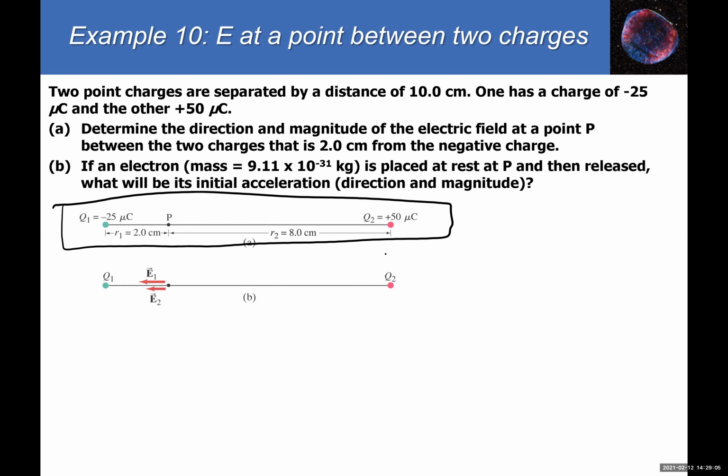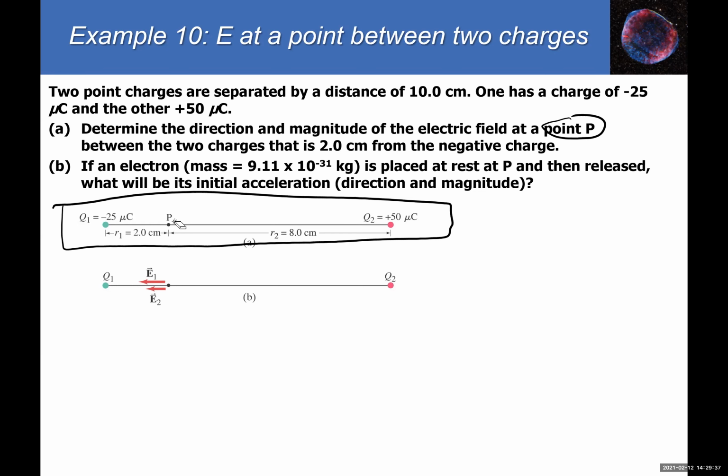What we want to do here is determine the direction and magnitude of the electric field at point P. We just choose some random P. Remember, when you're calculating electric field, you're just calculating the effect of those source charges at some point P. There's nothing there for now. So we have some point P between the two charges that is 2 centimeters from the negative charge. That means this point P over there.